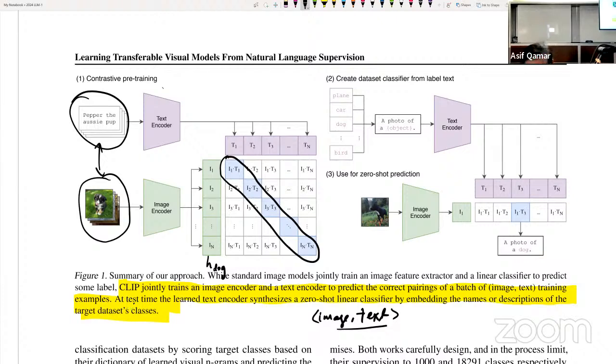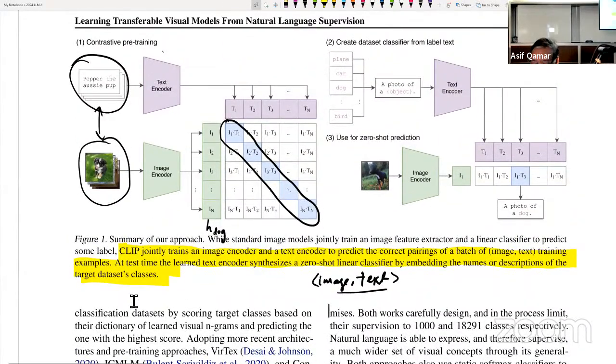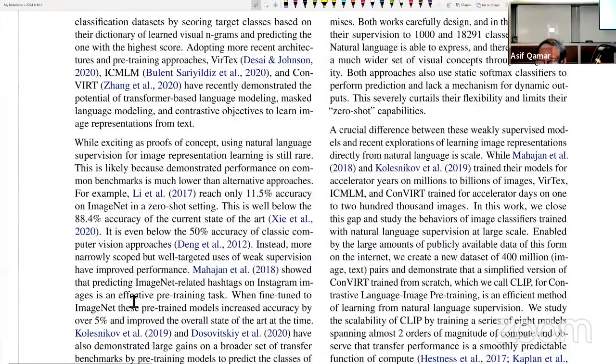Now the question remains, how in the world do we get such data? Images and their descriptions, will come to it. At test time, the learned text encoder synthesizes a zero-shot linear classifier by embedding the names or descriptions of the target dataset's classes. So, later on you can encode it and see what image it matches to. But let's go back to the main idea here. I'll just shrink it again.